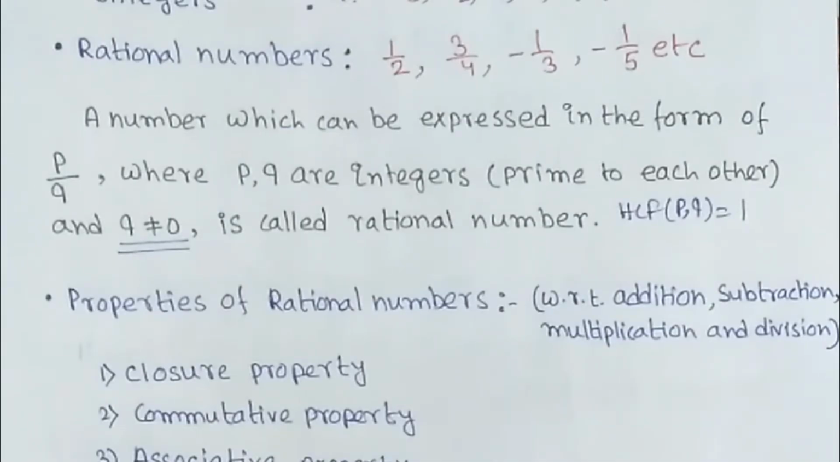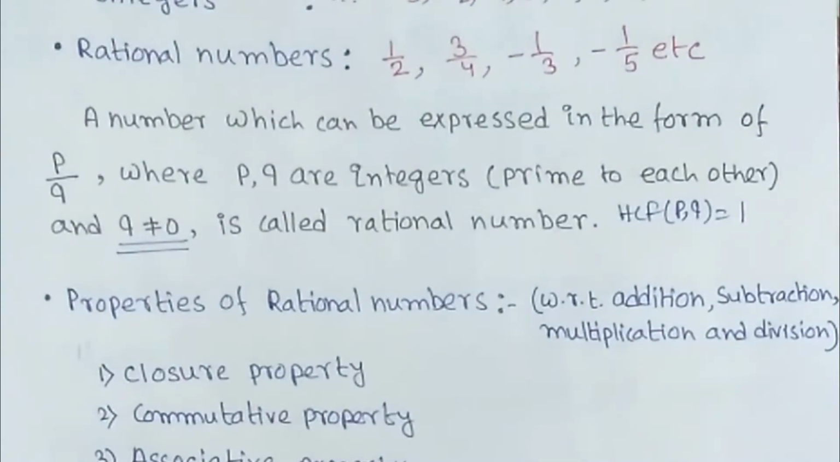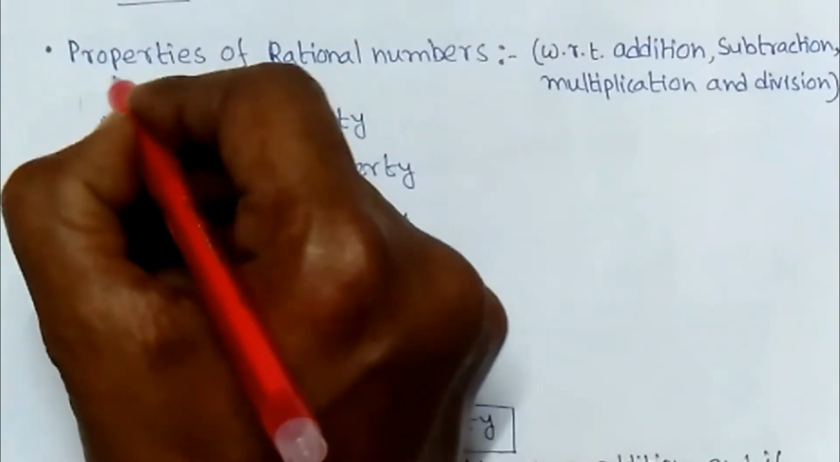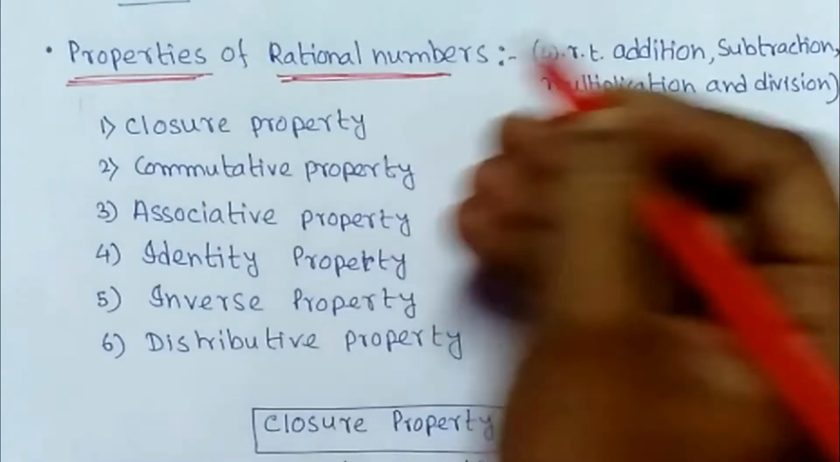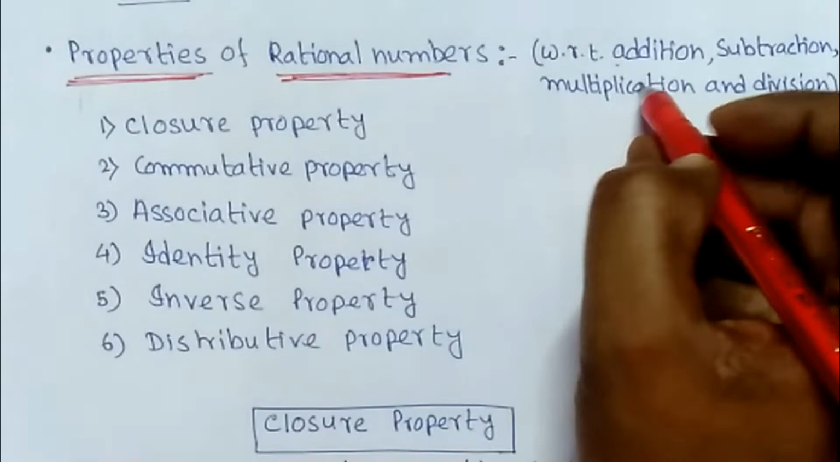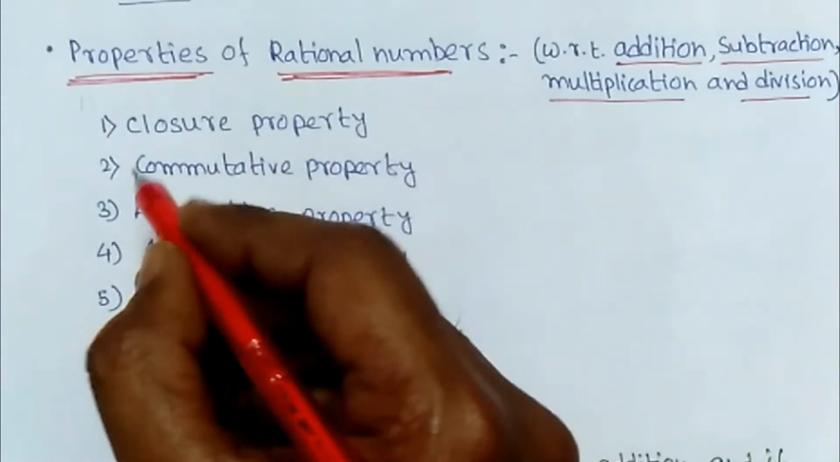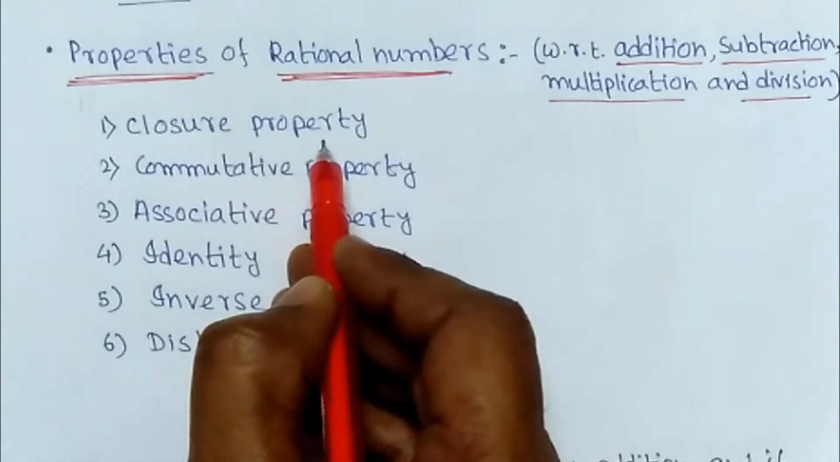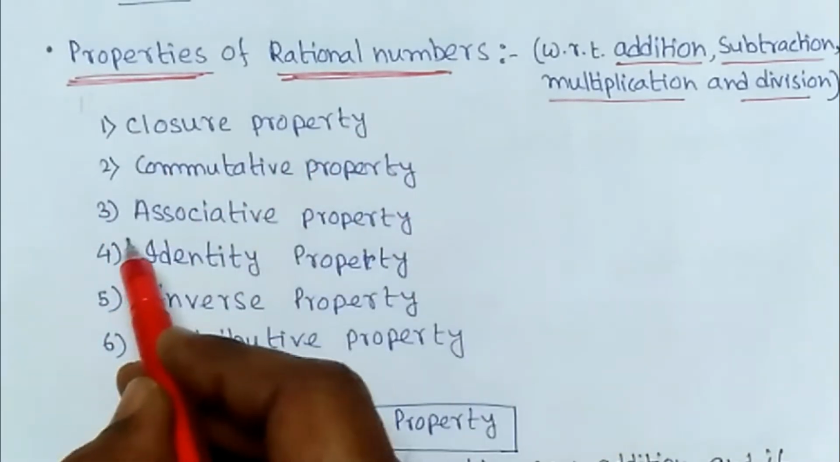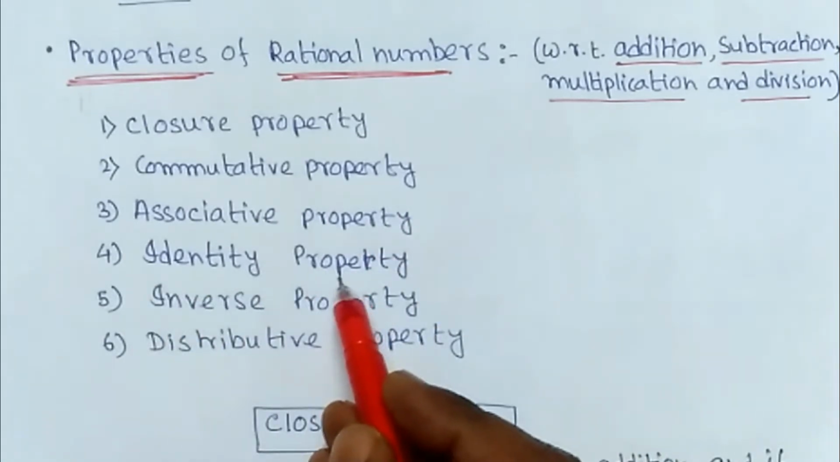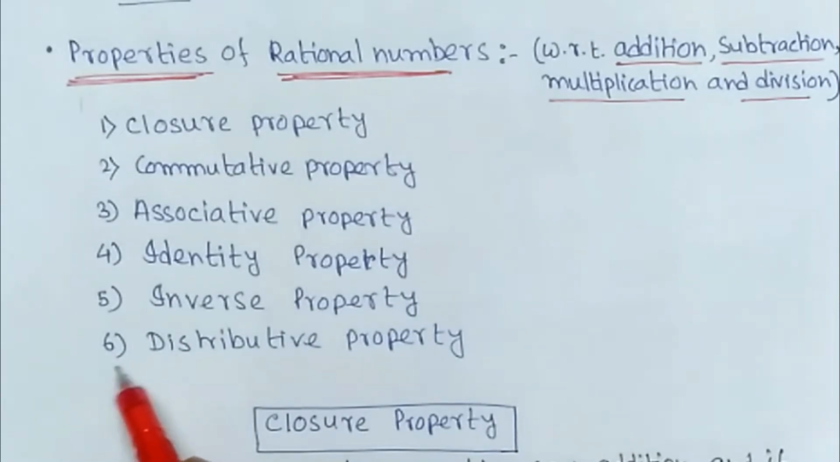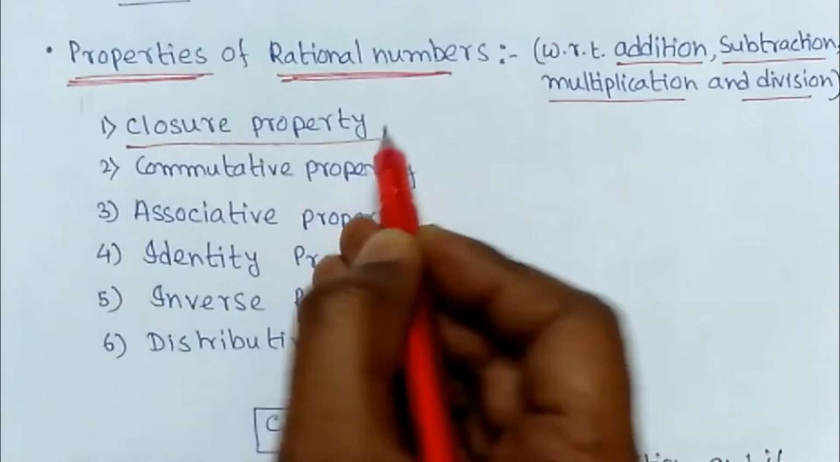In the previous classes, that is in class 6 and class 7, you have already learnt about the number system. Now in class 8, you will learn in this chapter about the properties of rational numbers with respect to some operations. What are the operations? Addition, subtraction, multiplication and division. The properties are: number 1, closure property, number 2, commutative property, number 3, associative property, number 4, identity property, number 5, inverse property, and number 6, distributive property. We will discuss each and every property one by one. In today's lecture, we will discuss only the first property, which is the closure property, for every number set.